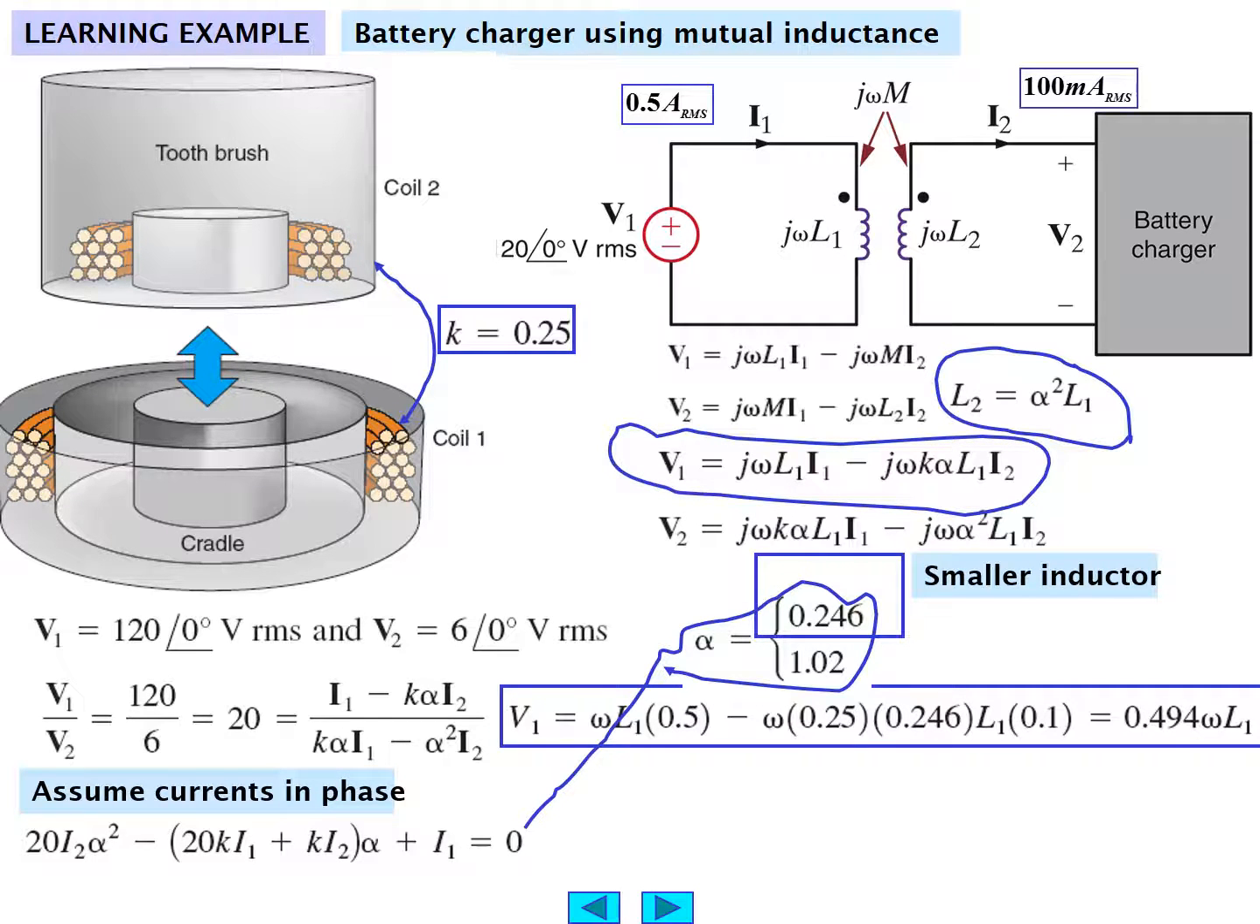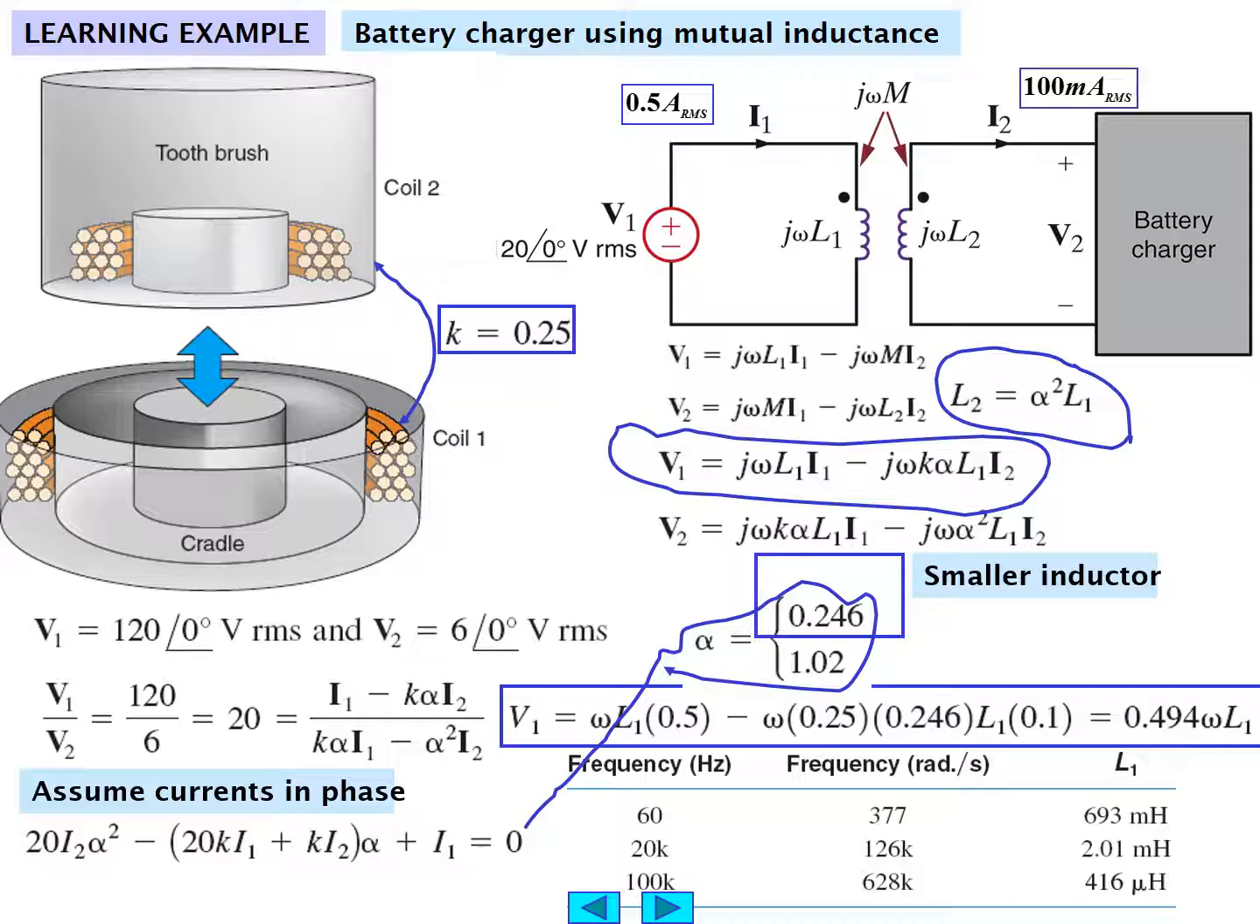We can then solve for V1, assuming the currents are in phase again, just to make the numbers easier to do, and we get V1 is equal to 0.494 omega L1. Depending upon what frequency we run this at, we would get different values of L1 as a result. 60 hertz would be common if we ran it from utility. We would have 693 millihenries. If we ran it from a higher frequency source, which can be converted from 60 hertz through a switching device, either at 20 kilohertz or 100 kilohertz, we can drop the amount of the inductance that we would need as a result with the higher frequency, because it is a function of omega.